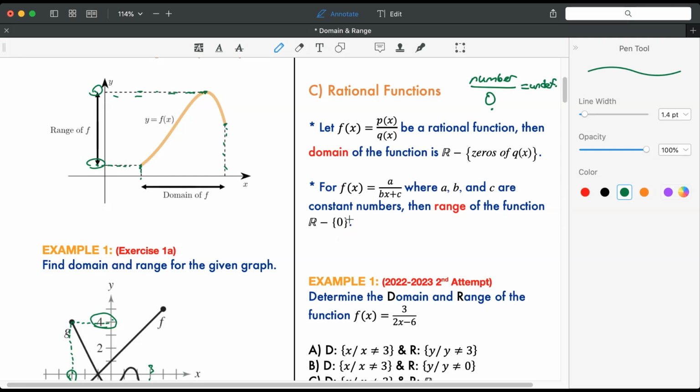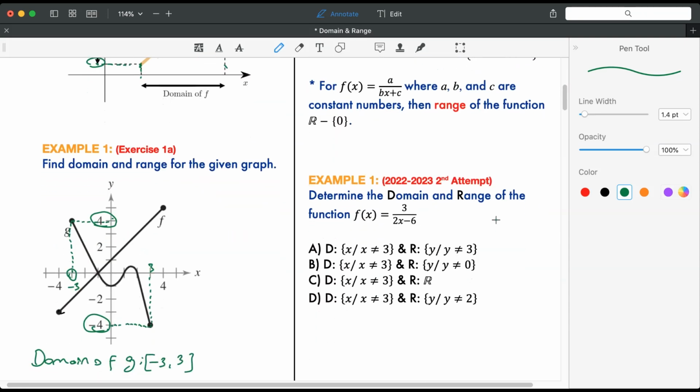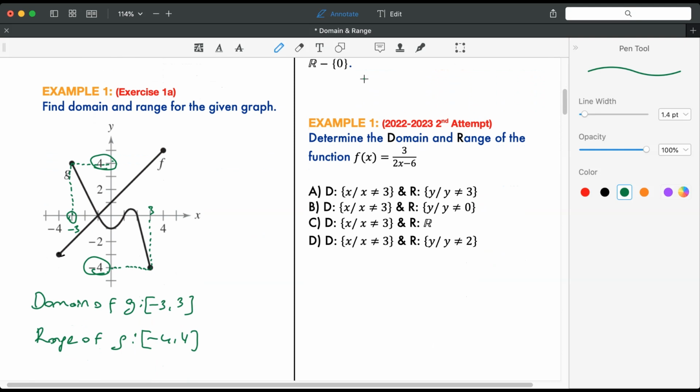So let's start solving questions. 2023 second attempt ministry question, determine the domain and range of the function. When you look at the options, domain is the same for every option. You don't even have to try to solve domain. Just look at the range then. According to the rule, range is all real numbers except 0 if your function is written in this form. So without solving, without doing anything, your answer is obvious, crying out to be answered. This is the only option with all real numbers except 0.